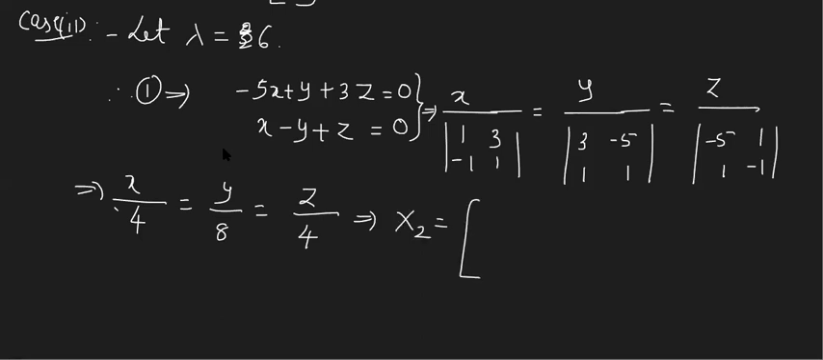Tell me x2 then. What is common? Take the common factor and write directly. We can take 4. Tell me what you'll get then. 1, 2, 1. This is also the eigenvector corresponding to the second case.